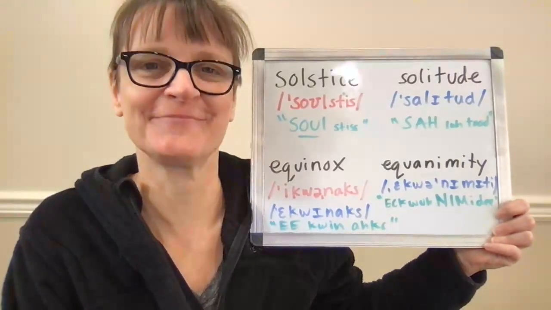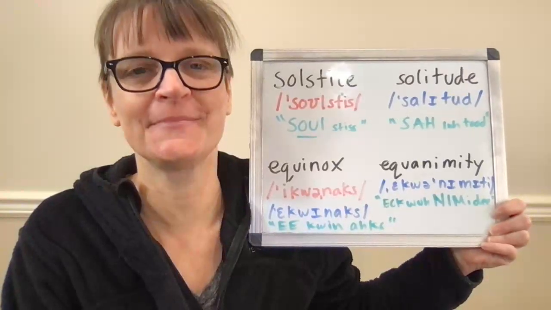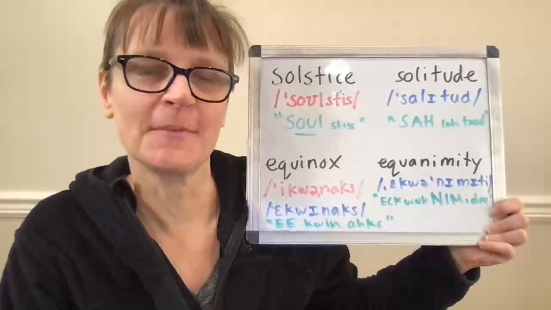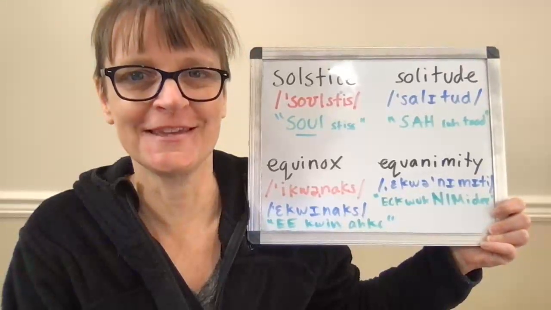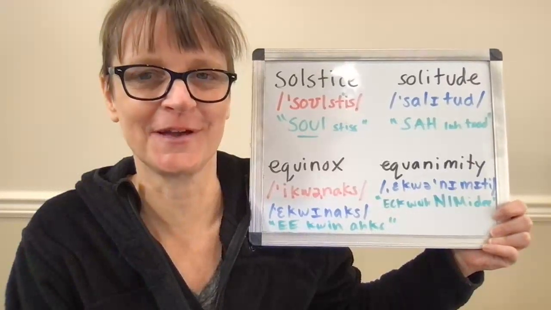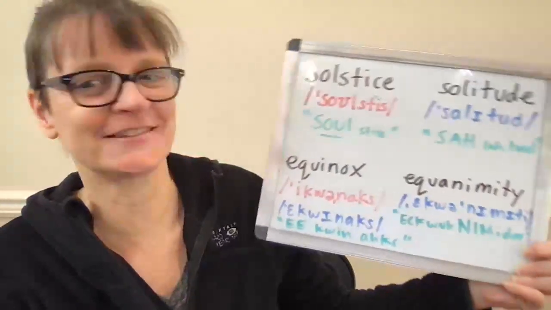Happy solstice. Today our words will be solstice, solitude, equinox, and equanimity. So we'll talk about how to pronounce these words smoothly and easily in your everyday speech, and there's some things we can learn from these words about spelling and sounds, rhythm of words. So let's go ahead and get started.